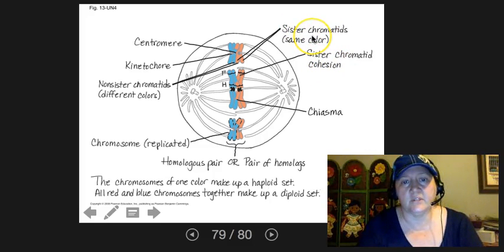Sister chromatids are going to be the same color. Don't forget they're bound. The sister chromatids are held together here at the centromere. Kinetochore microtubules versus non-kinetochore microtubules. Just stuff to try and help you remember. Okay, I think that's it.